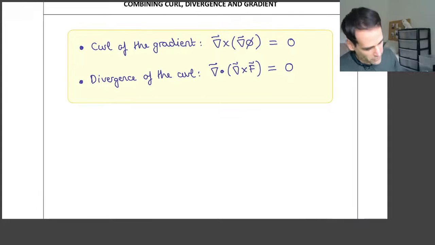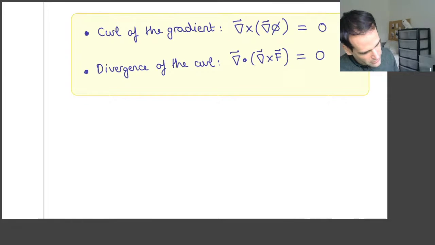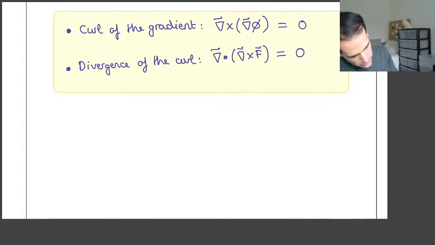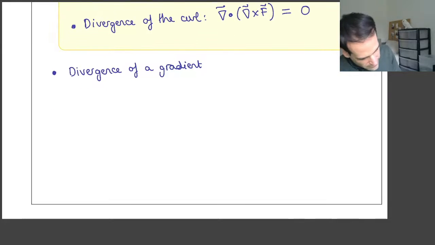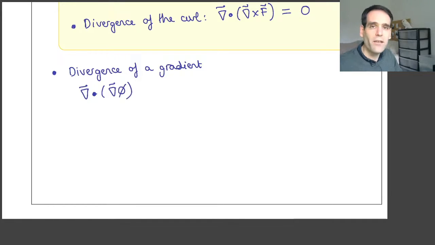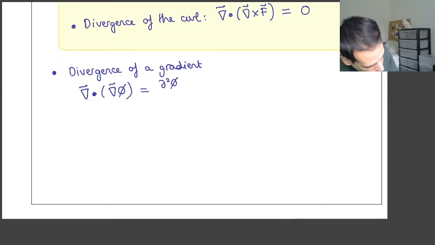Next, there are some other results which I don't consider so important, but anyway, I want to teach them to you. So now I put them outside of the golden box. The divergence of a gradient. So the divergence of a gradient is nabla dot the gradient of a scalar field. And if you develop this, this ends up being equal to the second order partial derivatives added up.